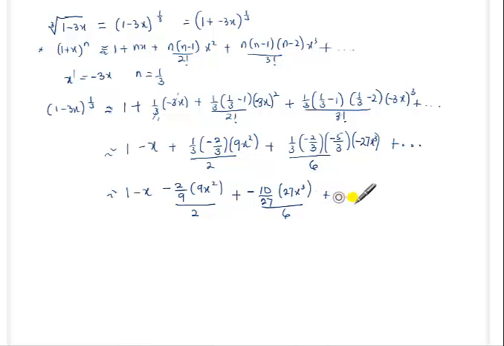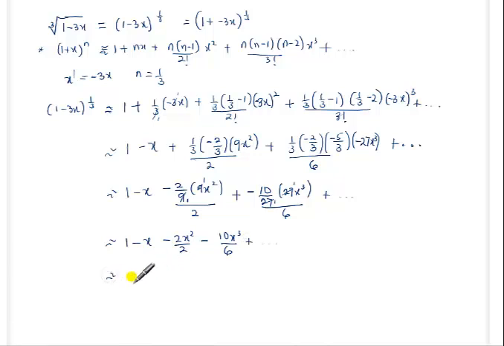Okay, stay with me, don't go anywhere. We have 1 minus x. Now this divides itself 1, divides that 1. So we have a negative 2 x squared, all on 2. We have a minus. Now this divides itself 1 and divides that 1. The minus 10x cubed, all on 6, plus other things.